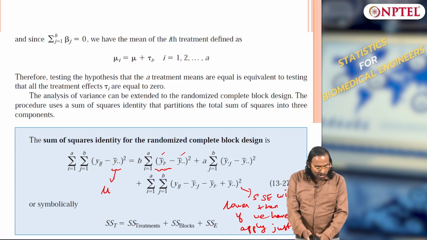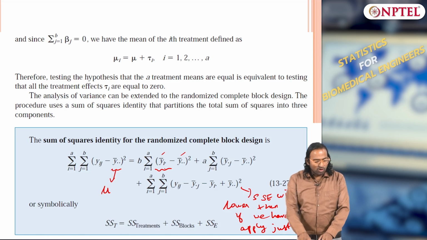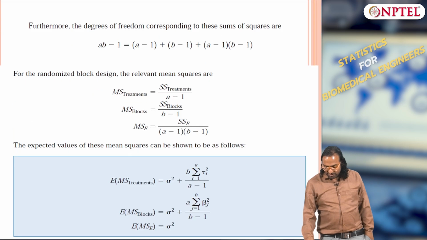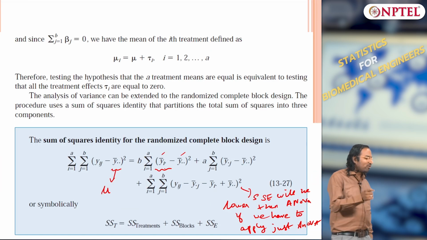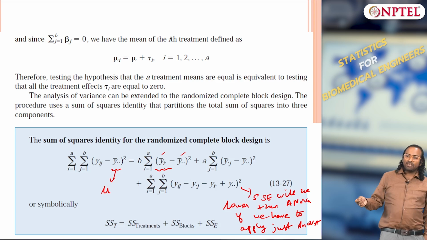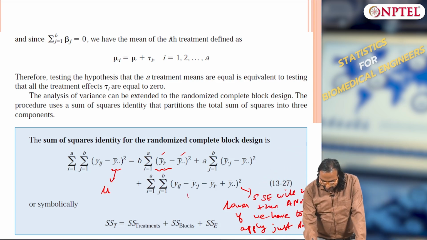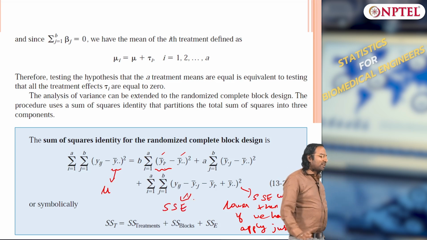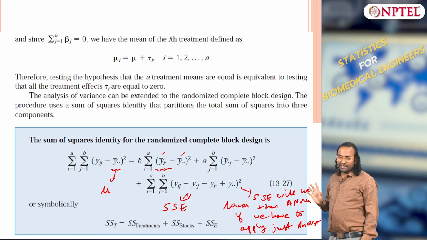This is the overall, after removing all the blocking effect as well as the treatment effect, your sum squared error. This identity can be derived, I have not derived it here. Just like how you derived it in ANOVA, you can derive the same identity here. So this is your sum squared error term. So total equals treatment plus block plus error.